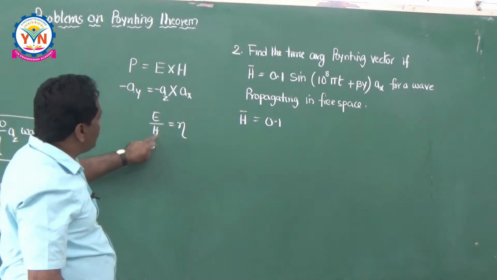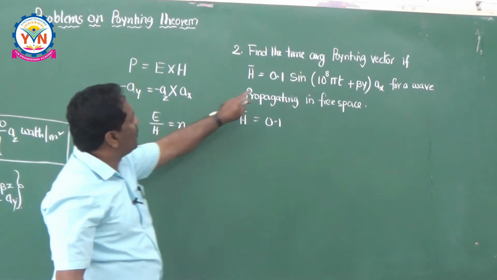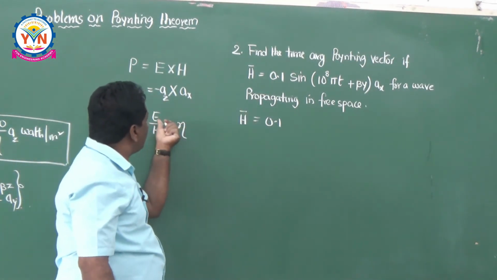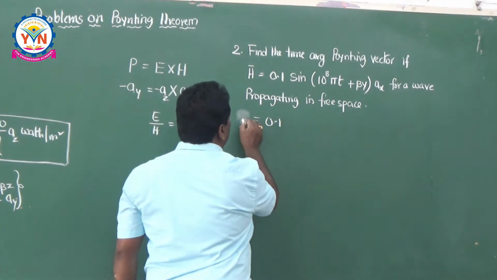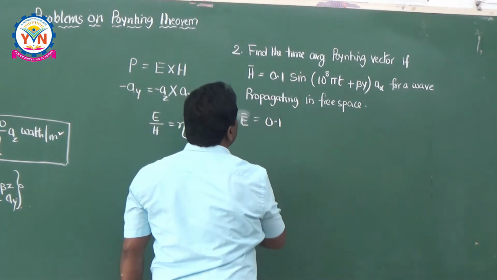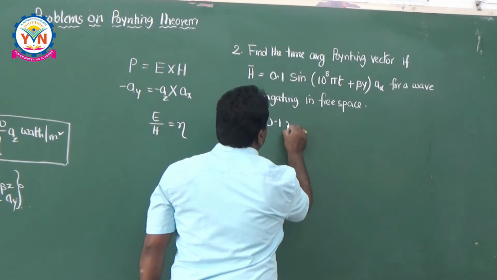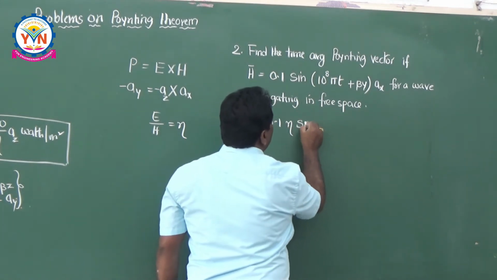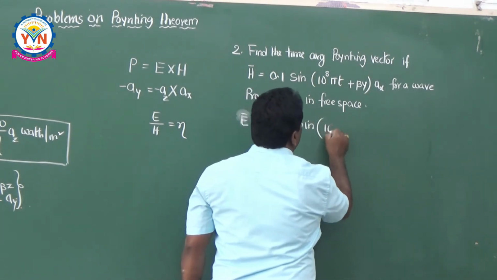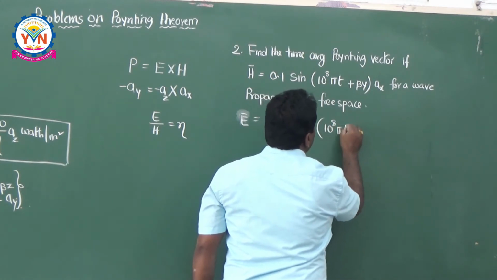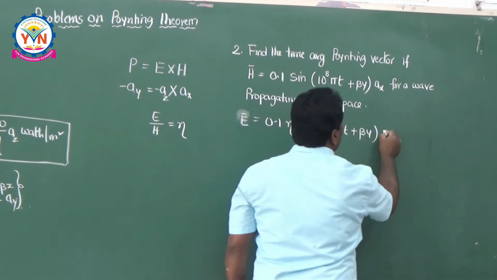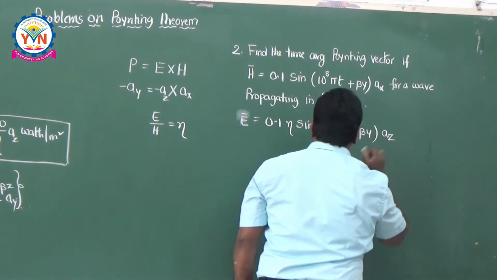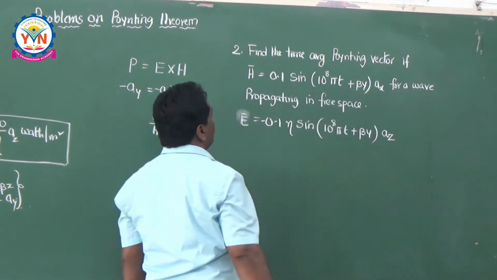Okay. So H magnitude is already 0.1. 0.1 into eta is nothing but E magnitude. That's why I can write down here: electric field E bar is equal to 0.1 eta sine of (10^8 pi t plus beta y) into az, that too minus.